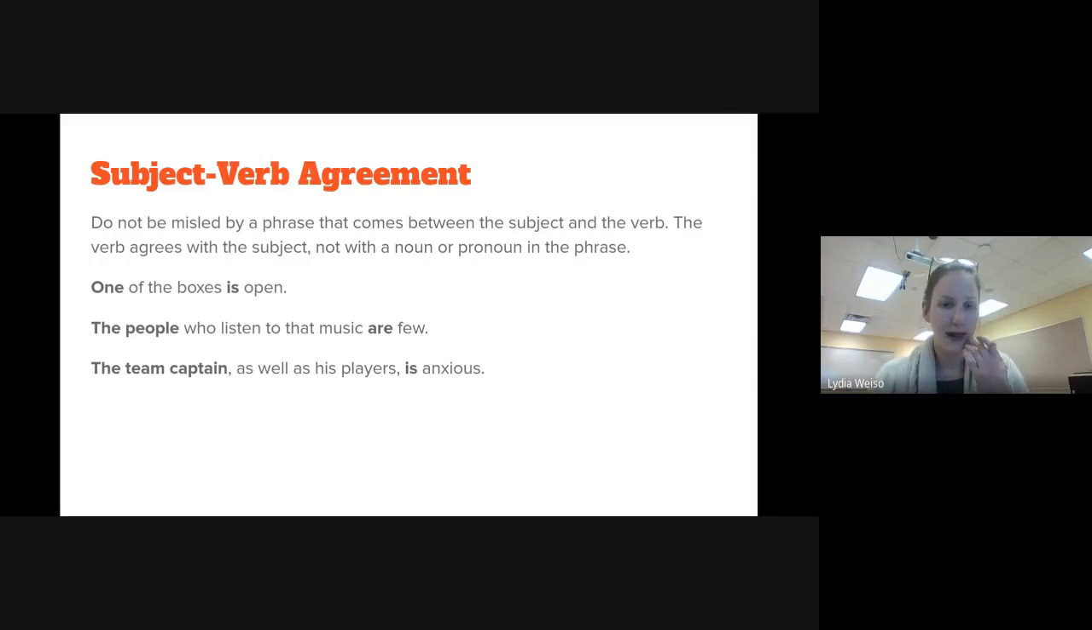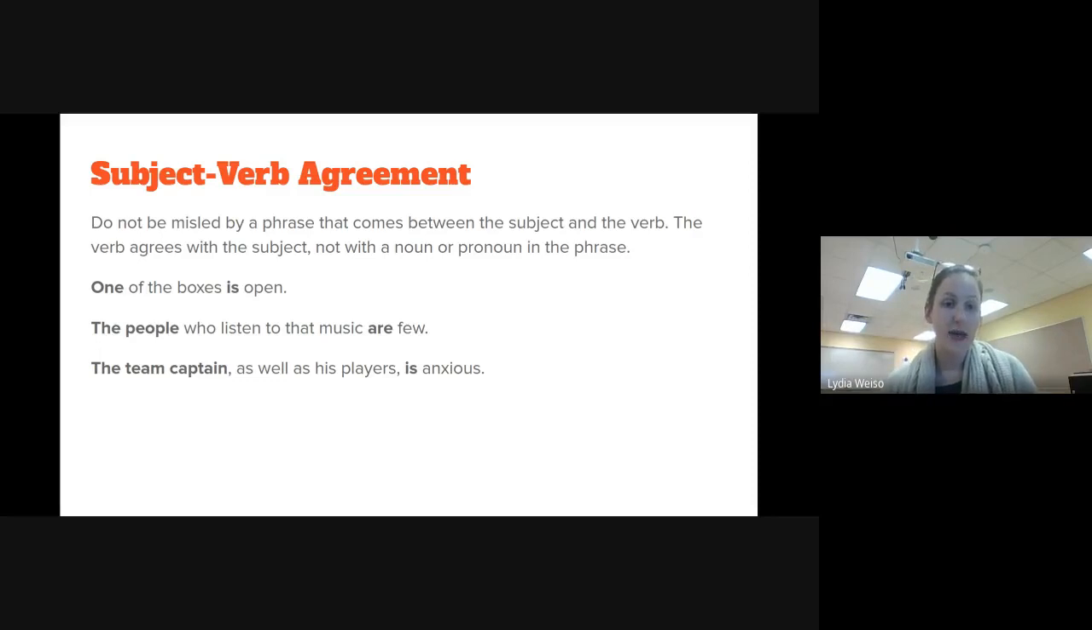So don't be misled by a phrase that comes between the subject and the verb. And I know y'all are pretty good at this, but make sure that you are looking for, again, the main character of the sentence and not just a noun or pronoun that's in the phrase. So if I say one of the boxes, I'm not talking about boxes, plural, I'm just talking about one of them. And because I'm talking about one of them, I use the singular verb, is. One of the boxes is open.